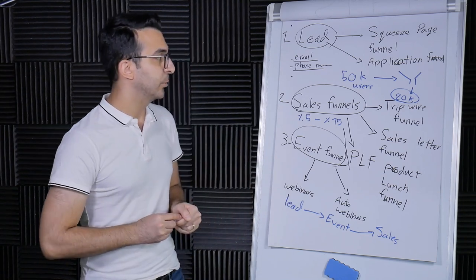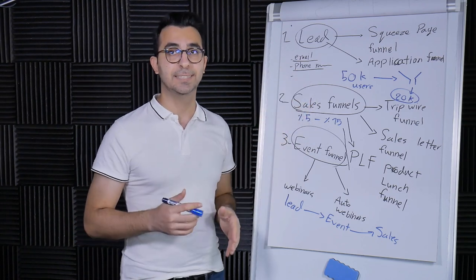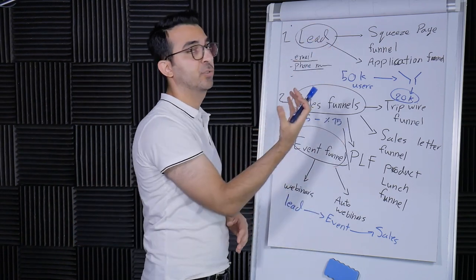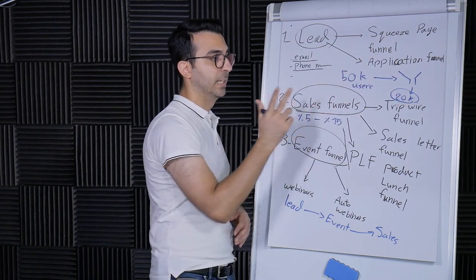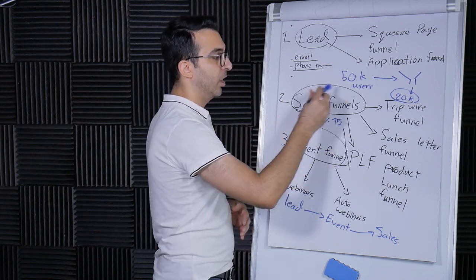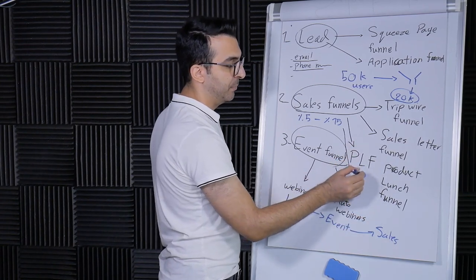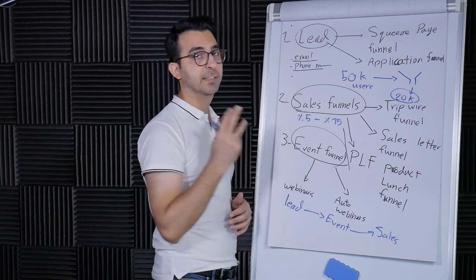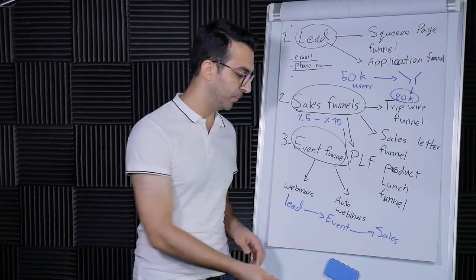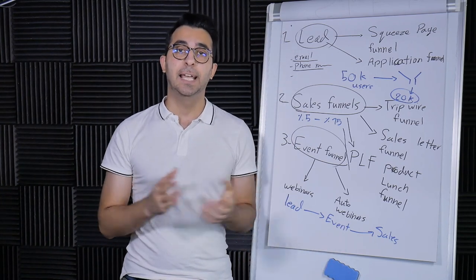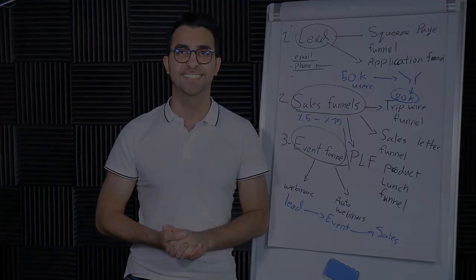Okay, so that was all about the different types. Let's go over it really quickly. You can write these down as well. We have lead, for capturing some information. We have a squeeze page funnel and an application funnel. Then we have sales funnel as category number two. Under sales funnels, we have the tripwire funnel, the sales letter funnel, and the PLF, or product launch funnel. Category number three is the event funnel, which includes webinars and auto webinars. So that was all for this part, and if you're ready, let's go to the next lecture, where we are going to talk about the squeeze page funnel.